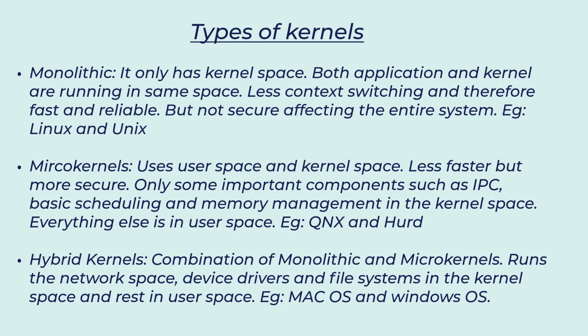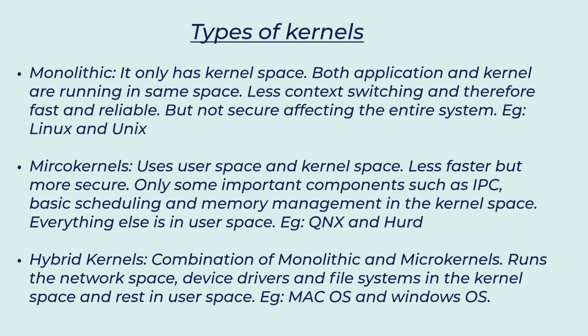One of the earliest kernels was the monolithic kernel. Okay, so in this we have only kernel space and we don't have user space. Both the application and the kernel are running in the same space, so there is less context switching, since both are running in the same space, right? That means it's faster, it's more reliable, but it's not secure, right?